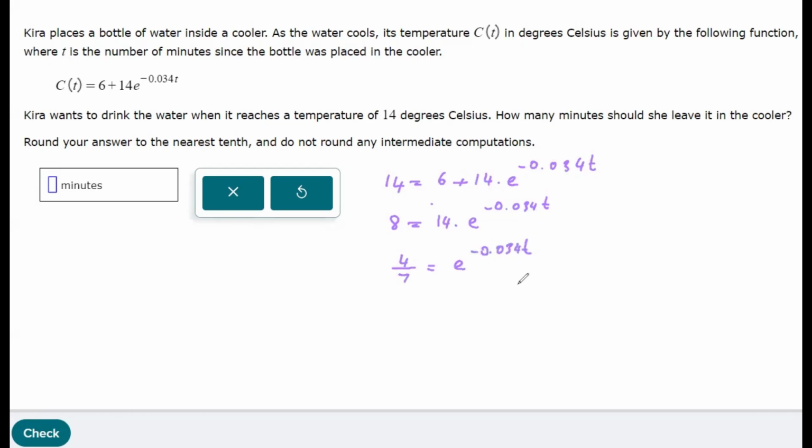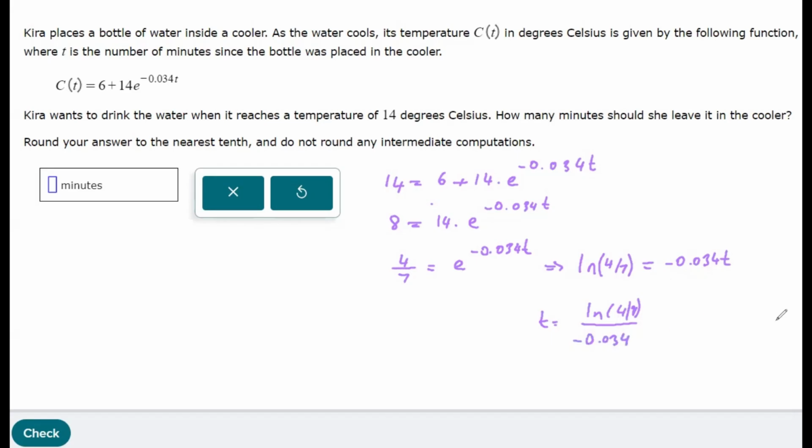Okay, so now we have this. Let's convert it into logarithmic form. Our base is e, so I can use natural log. Natural log of 4 over 7, with 4 over 7 as my argument, is equal to the power, which is negative 0.034t. If I want to find t, I can divide by that coefficient. So t should be natural log of 4 over 7, divided by negative 0.034.